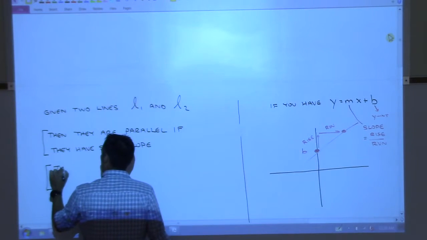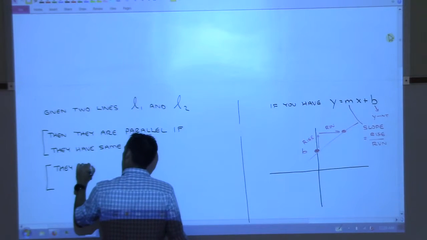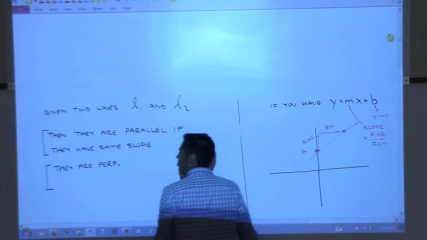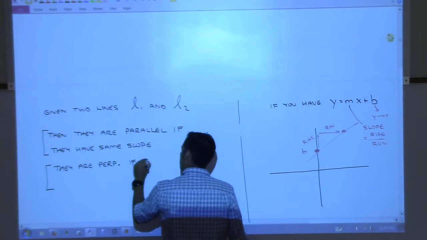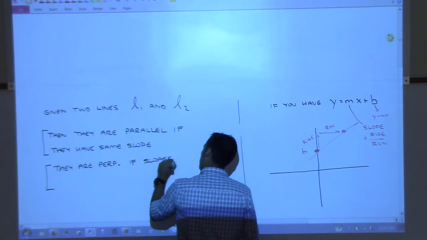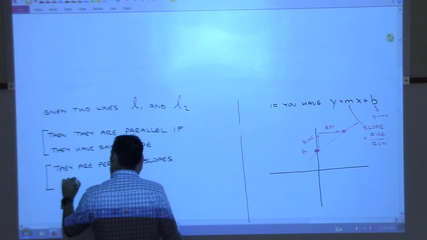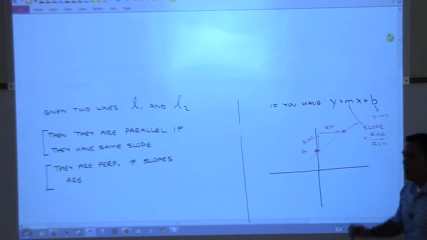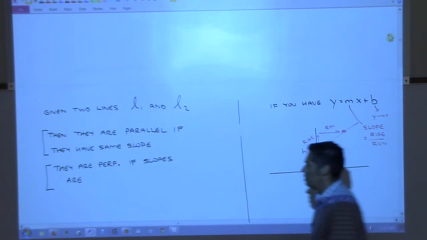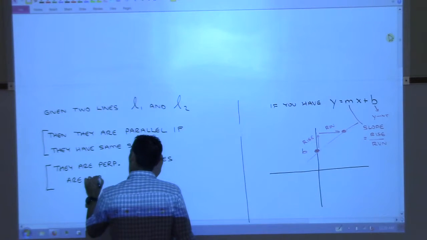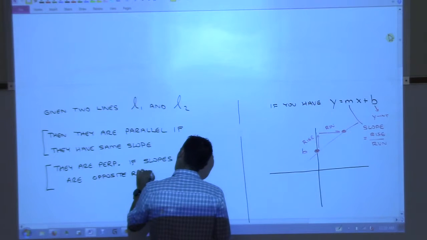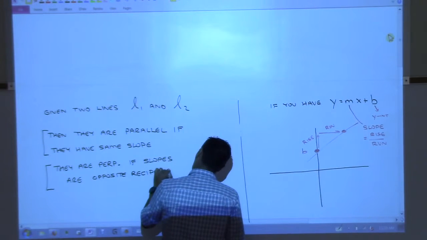they are perpendicular. I'm just going to put perp. Is that all right? They are perpendicular if slopes are what? Opposite reciprocals. So they have to be reciprocals of one another and opposite in sign. So we said opposite reciprocals. Okay.